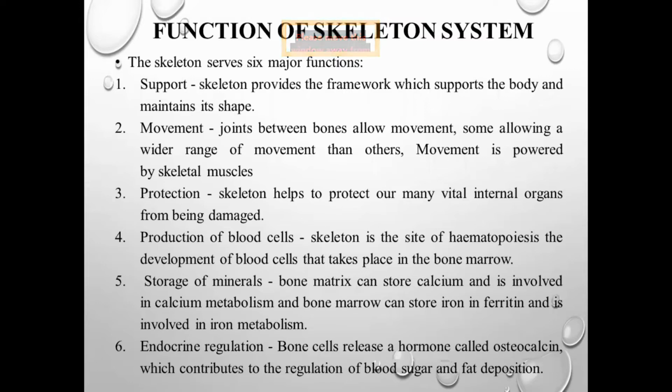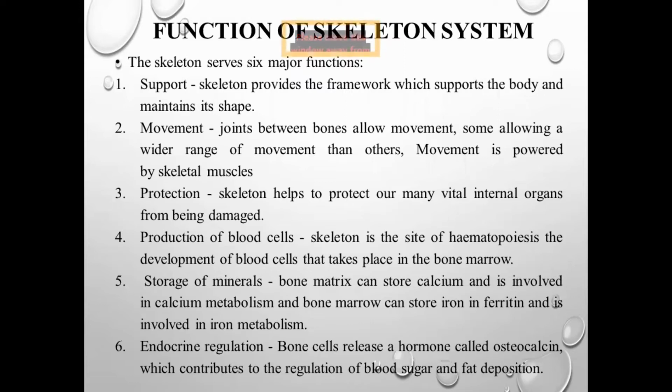Okay, so the next is your protection. The skeleton system protects our vital internal organs like the heart, lungs, brain, and eye. Even the kidney and spinal cord, everything is protected by your skeleton system, and that's the main advantage. It is like a bulletproof dress-like structure which safeguards our vital organs and safeguards the human being.